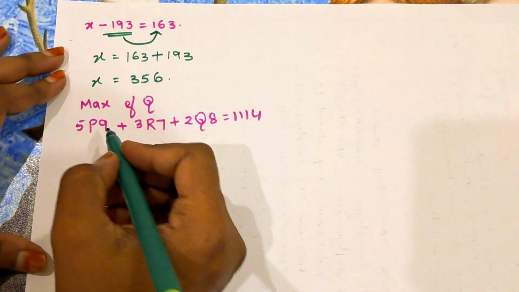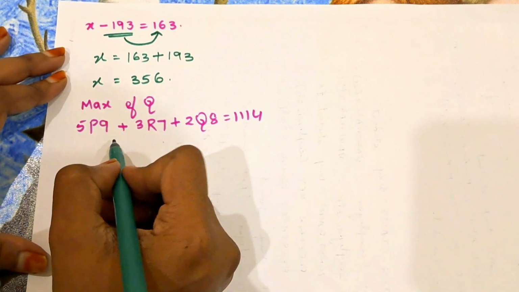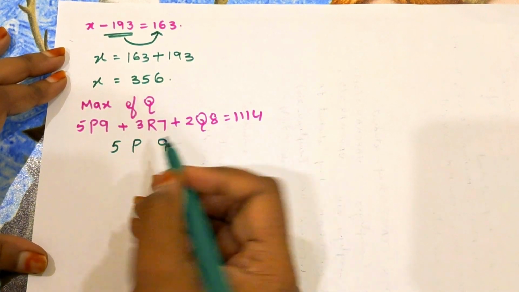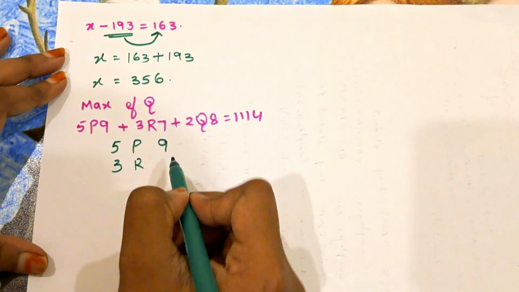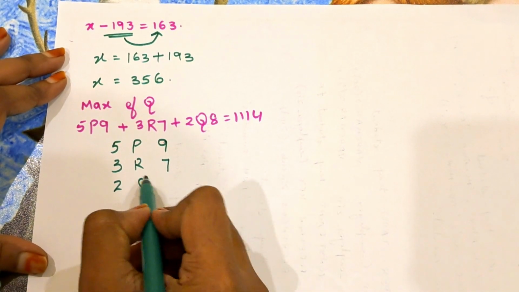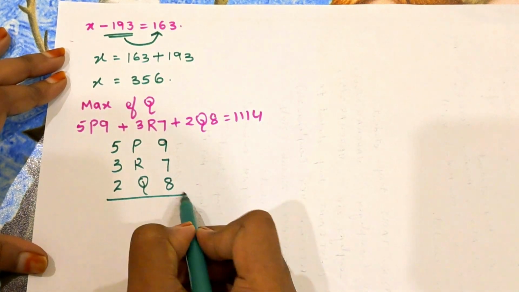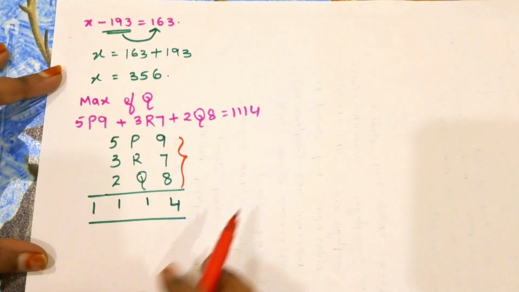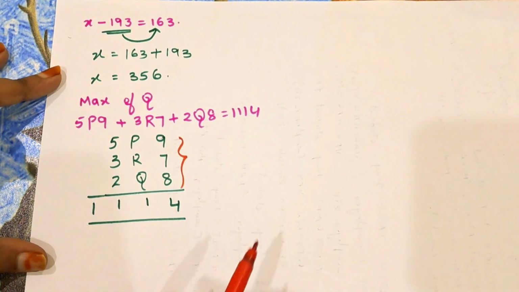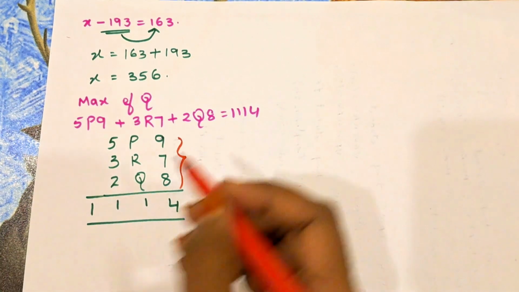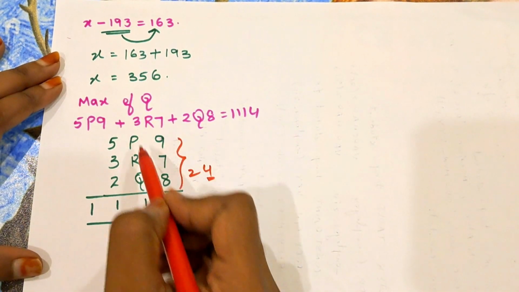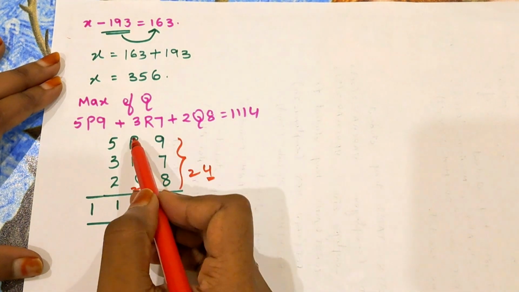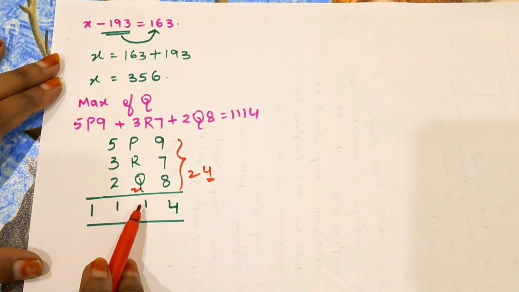Let us have another question. Here we need to find the maximum value of q in the given equation. The first step is to write all the three numbers one below the other and then start calculating, and write the answer in the answer section as well. If you notice here, the sum of the right hand digits of all the three numbers is 24, and in the answer section, the right hand digit is 4, and we carry forward 2.